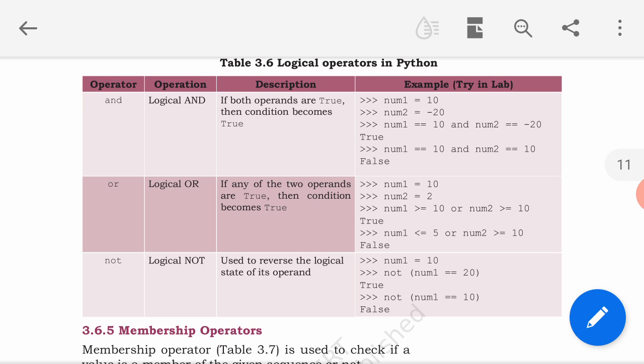The next operator is the logical NOT operator. The logical NOT operator is used to reverse the logical state of the operand, meaning not true will give you false and not false will give you true. For example, num1 is 10, and we check not num1 equal to 20. If we compare num1 with 20, num1 is not equal to 20, so it is not false, which means true will be the answer, and vice versa.